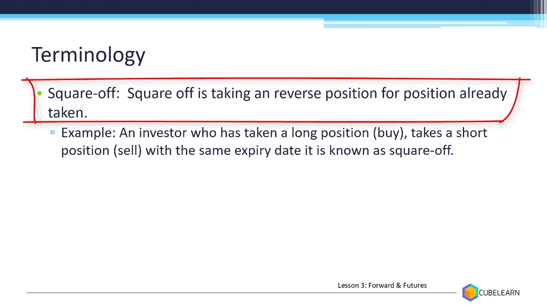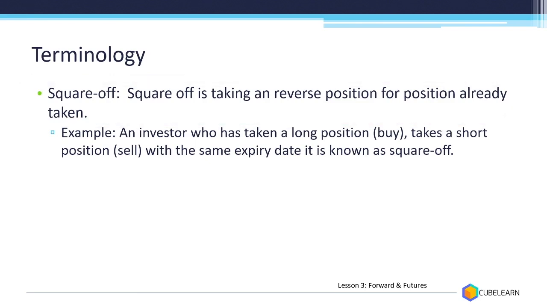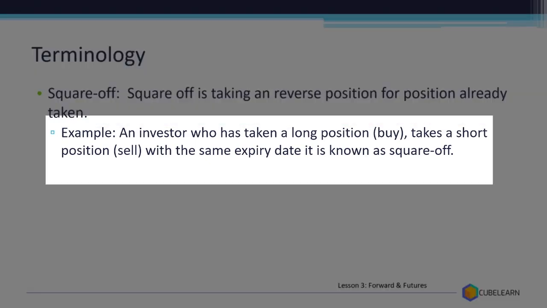Square off. Square off is taking a reverse position for a position already taken. Example, if anyone has taken a long position, to square it off, a short position with the same expiry date is taken.